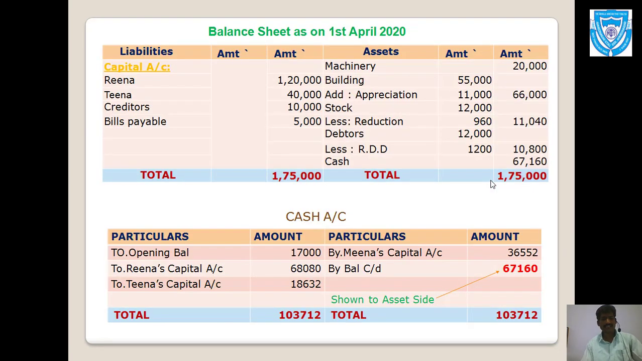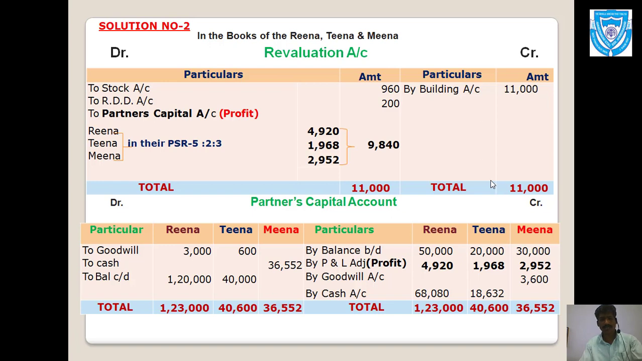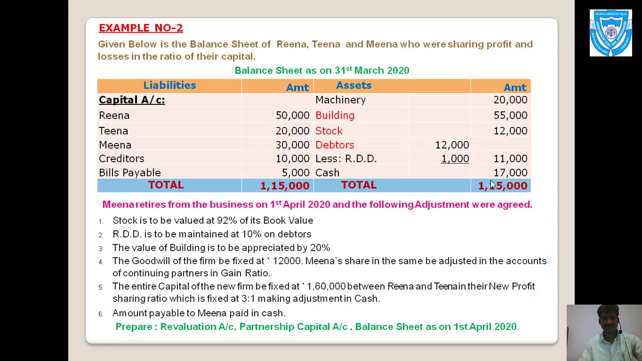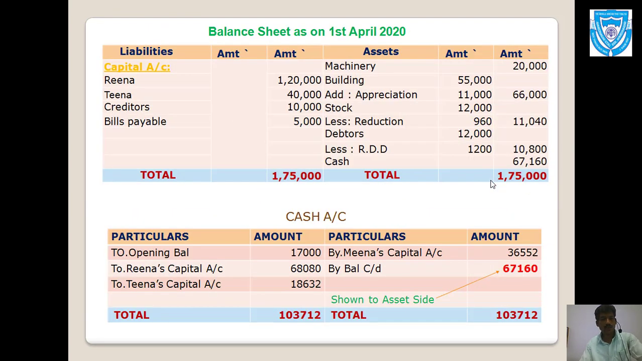You can see in cash account the opening balance of cash account 17,000. It is taken to opening balance 17,000. Then Rina and Tina brought cash. We can pass journal entry: cash account debit to Rina's capital and to Tina's capital. You can see to Rina's capital account 68,080 and Tina's capital account 18,632, and the remaining balance, that is balance carried down of cash, is 61,160. We will consider it in balance sheet.